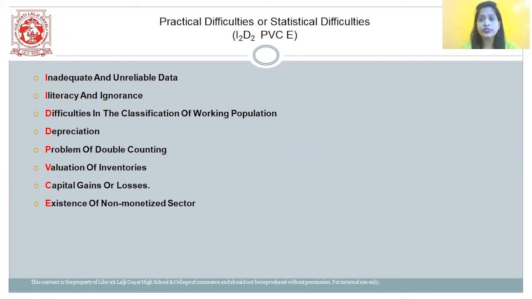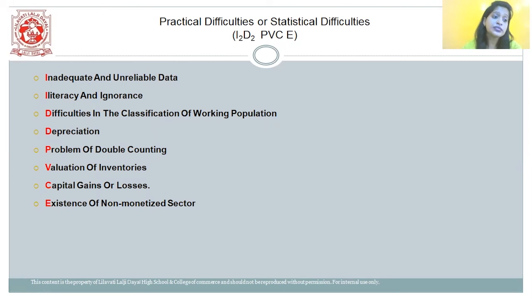Next one is illiteracy and ignorance. Students, illiteracy and ignorance of the small scale producers makes it really very difficult to get the actual data for the national income calculation. Third one is difficulty in the classification of working population. For example, farmers who change their profession every 6 months. Some will be doing a particular work, then after 6 months they practice something else. So it becomes really very difficult to classify the working population because of the changing profession every time.